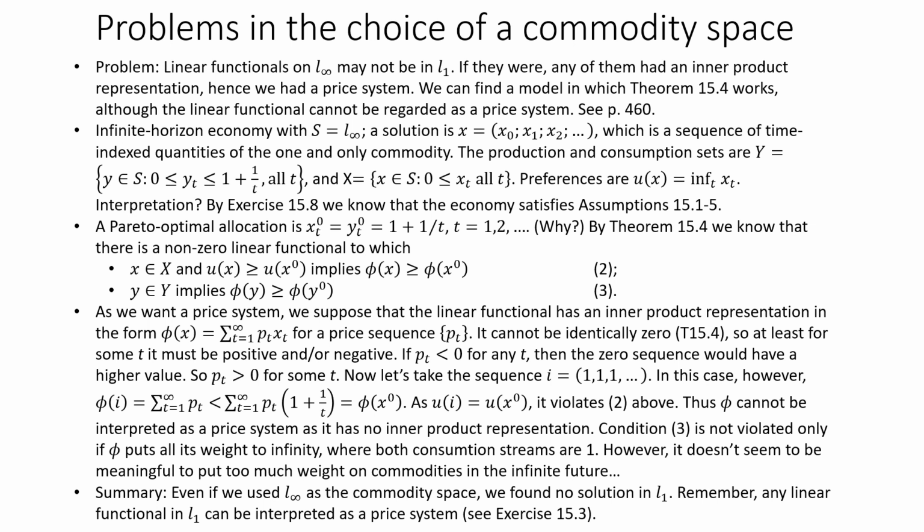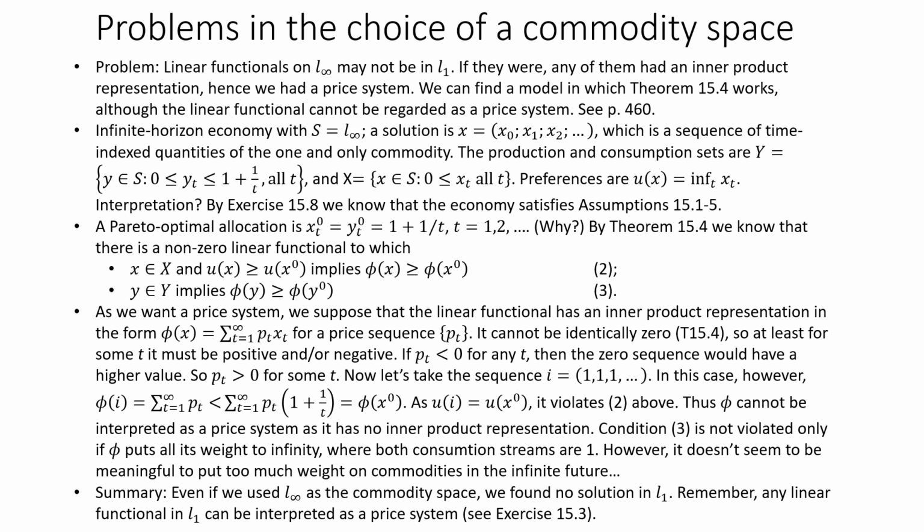By exercise 15.8, we have already covered this exercise, we know that the economy satisfies assumptions 15.1 up to 15.5. So we can rely on the working of the second welfare theorem. And the point is that we are going to realize that the linear functionals we have on the basis of the second welfare theorem cannot be interpreted as a price system. So the linear functional cannot lie in the dual space L1.